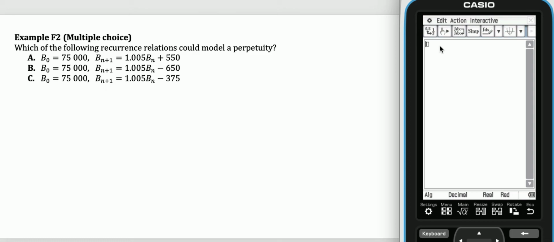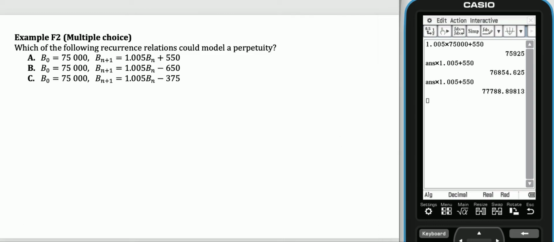And we can double check that, right? We can say, well, 1.005 times the initial value, which is 75,000, plus 550, well, that goes to 75,925. And then if we took that answer and multiplied again by 1.005 and added another 550, well, the value is just going up and so on and so on. So that one's definitely not a perpetuity, right? Because in a perpetuity, the value shouldn't be going up or down. So we can rule out option A.